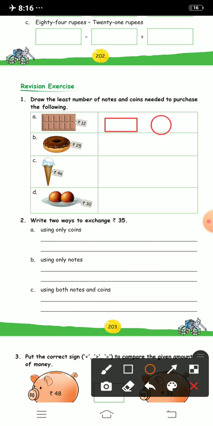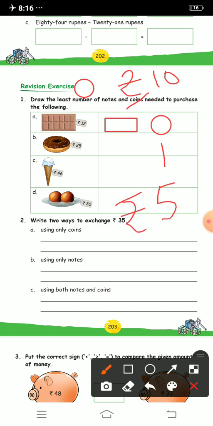So we will draw one 2 rupee coin. Like this you can draw, and then inside this you can write, sorry, inside this you can write rupees 10. In the note you can write rupees 10, and in the coin you can write rupees 5. Okay. So children, I am not able to write it properly inside the note or coin, but you can write it.